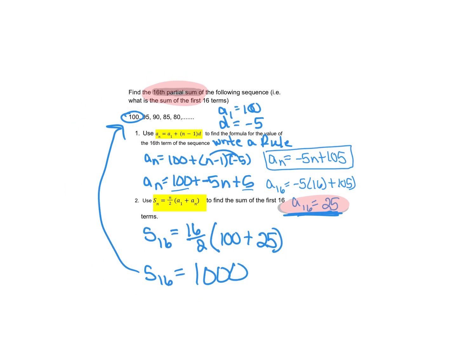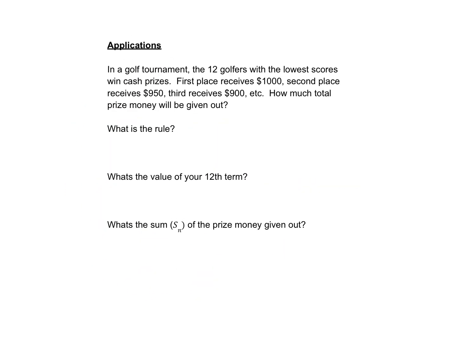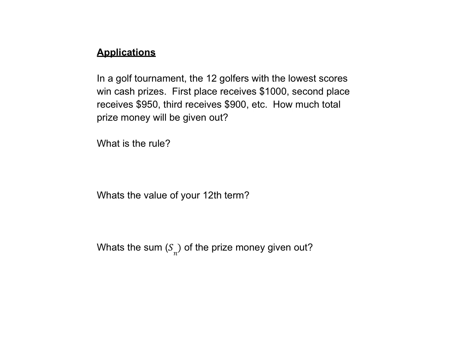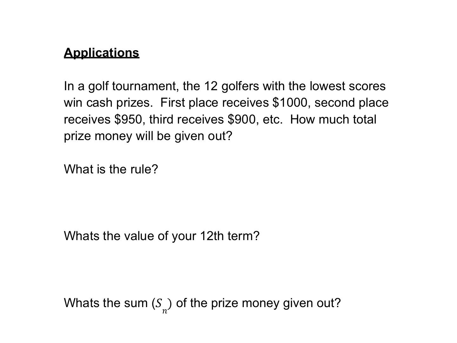Okay, one more example. This is an application of how it might work. At a golf tournament, the 12 golfers with the lowest scores win cash prizes. Remembering in golf, low scores are good, so that means the top 12 golfers earn cash prizes. First place earns 1,000, so let's just start writing out what our sequence is here. We'd have 1,000. Second place receives 950, 900, and so on.